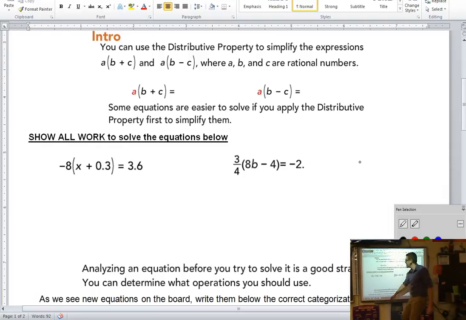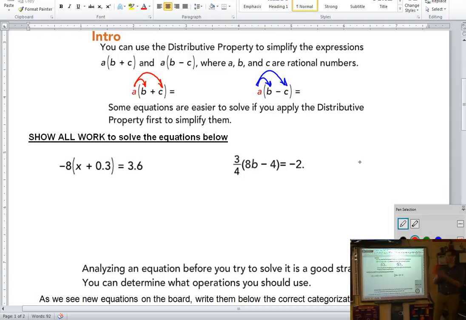Arrows. So everybody draw your arrows. A goes to the B, and A goes to the C. Now, what's the difference between these two expressions?